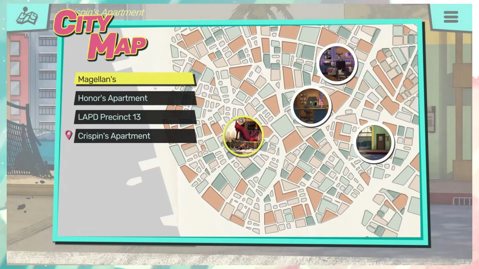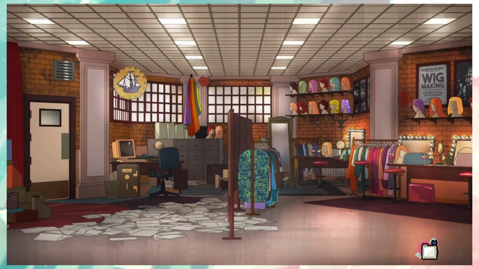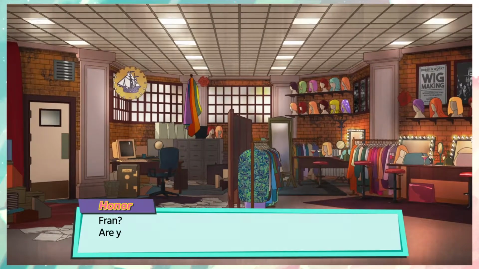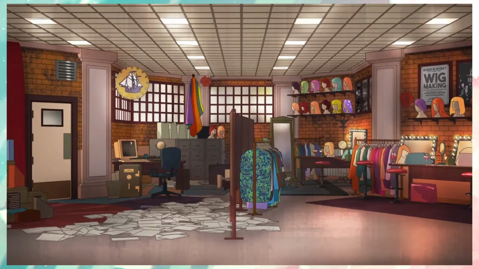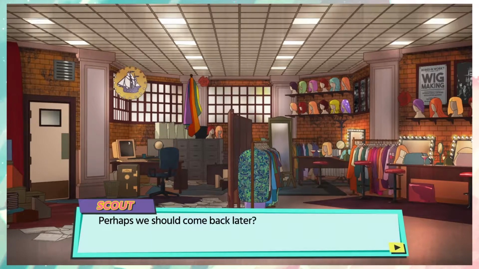Wow, okay. Here we go. Back to Magellans to confront them, I guess. Entrance dressing room? Here we go. Knock, knock, knock. Fran, are you in there? Knock, knock, knock. Fran! Perhaps we should come back later? I guess so.